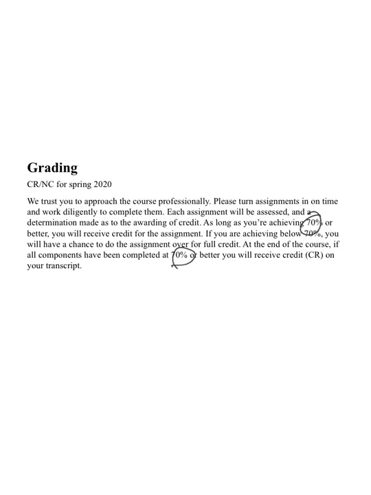I do not expect there to be any awardings of non-credit in this course, but of course you have to hold up your end of the bargain and approach the course professionally, turn things in on time, and work diligently. I don't expect there'll be any problems because you are case students after all.